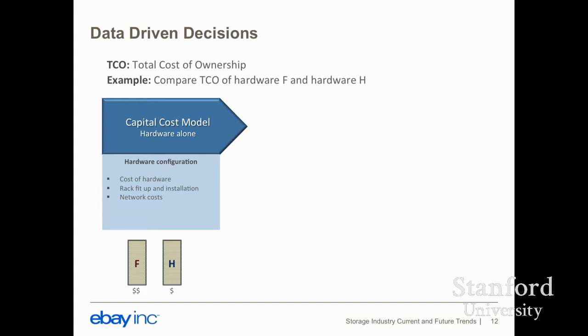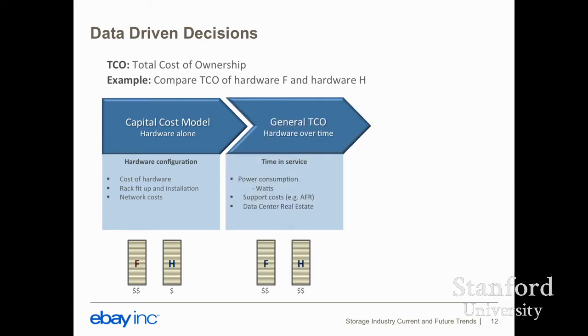So looking at that capital cost model, when you look at Flash and hard drives, it doesn't really make sense just looking at capital costs. That's the cost of the networking and the actual cost of the devices. But when you look at the general TCO, then you look at the power. A big factor is AFR, the failure rate, which is very critical in our calculations as well. We do find in our experience, we've been running a lot of Flash for several years, the failure rates of Flash have been much lower than spinning media.